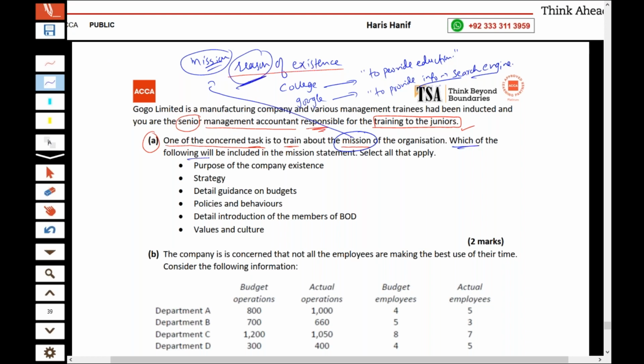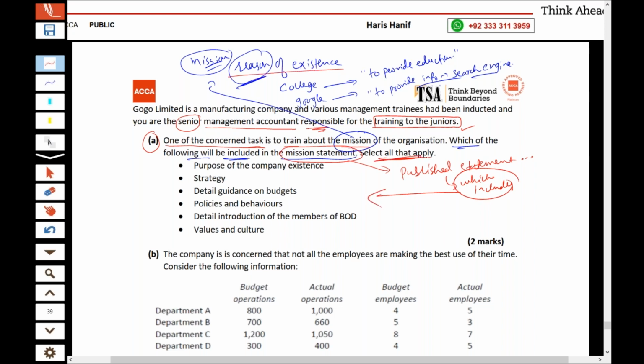Which of the following will be included in the mission statement? Now, what do you mean by the term mission statement? The mission statement is a published statement, either on your website or in the financial statements or annual report, which includes various things. See over here.